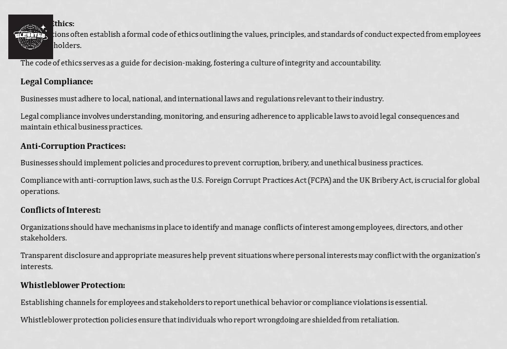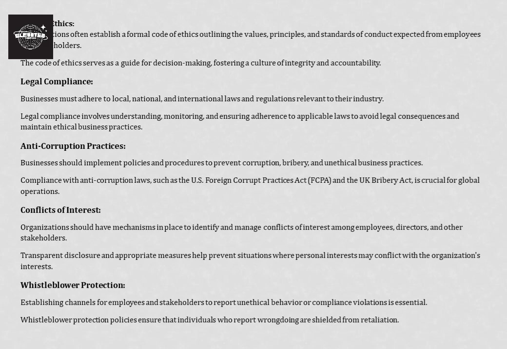Conflicts of interest. Organizations should have mechanisms in place to identify and manage conflicts of interest among employees, directors, and other stakeholders. Transparent disclosure and appropriate measures help prevent situations where personal interests may conflict with the organization's interests.